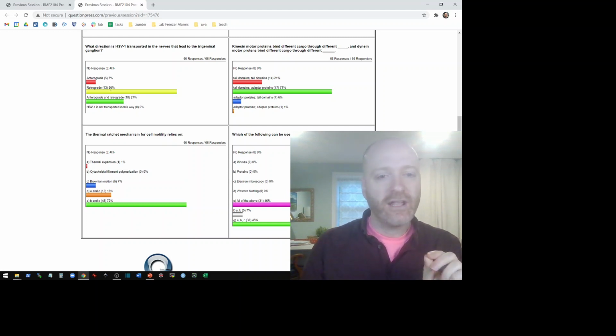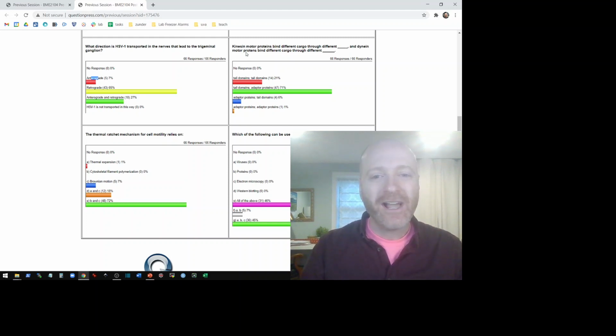But if you remember all the steps and the different things that happen during herpes infection, it's a little bit simpler to answer this question because it goes in both directions. So the answer here is anterograde and retrograde. Most of you had retrograde, which was correct for the first stage of infection, but then remember it comes down in the anterograde direction during the flare-ups as well.